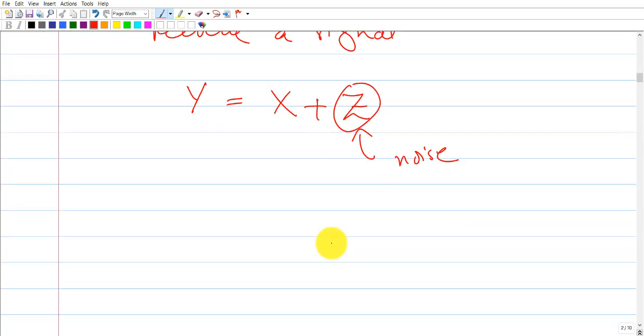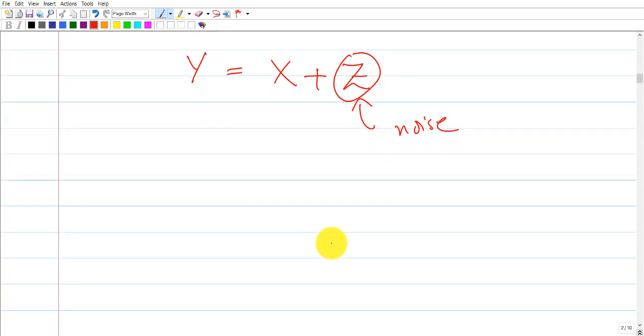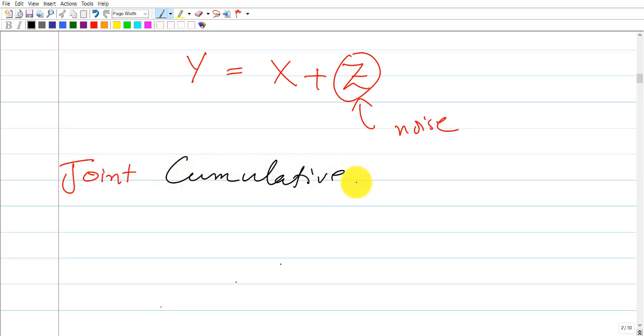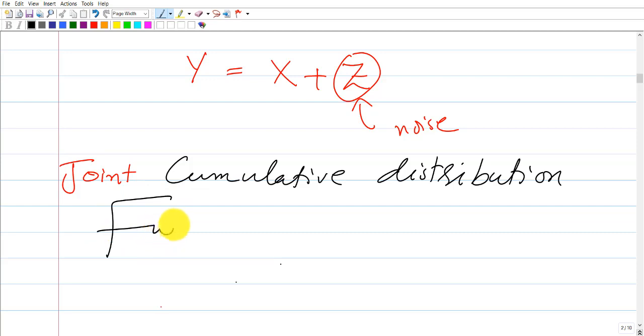So to work with multiple random variables, we start with the joint cumulative distribution function.